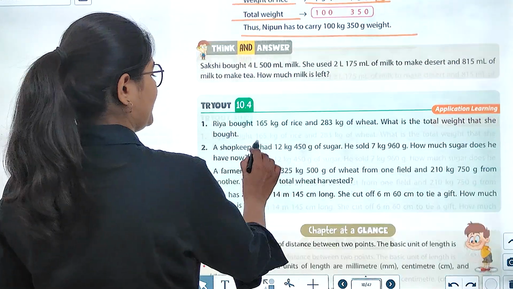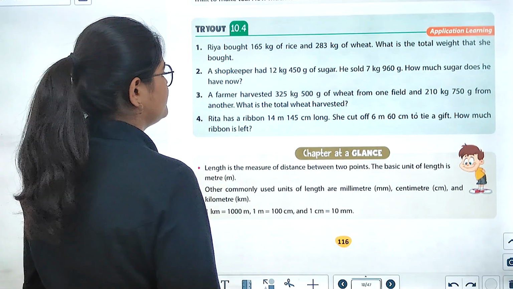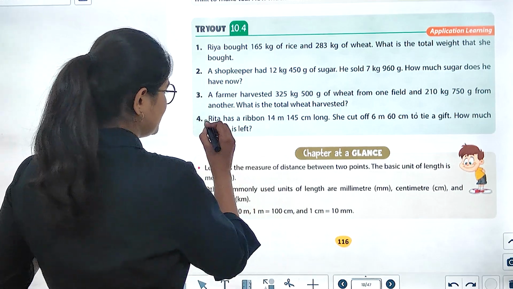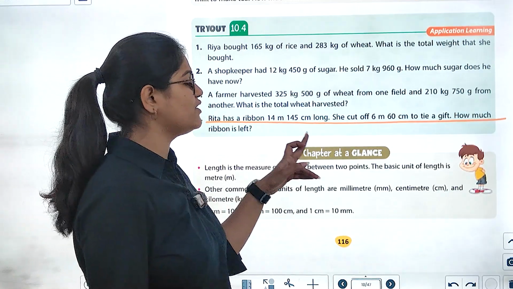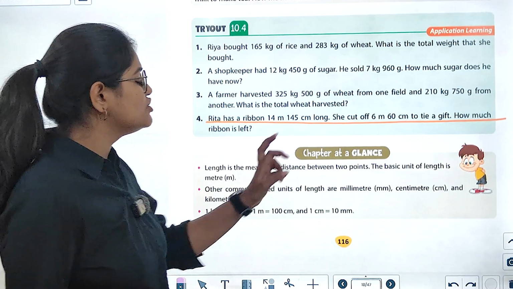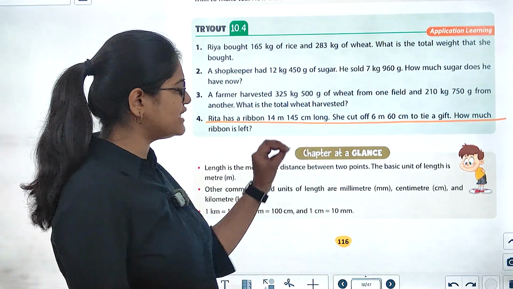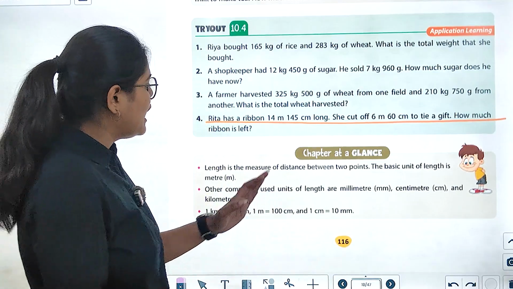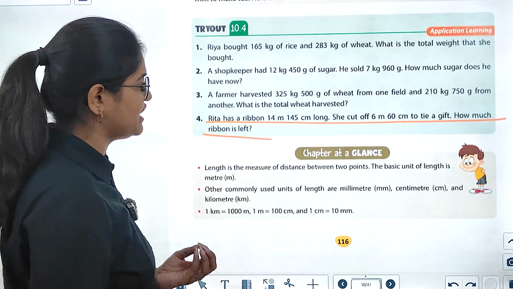Now, moving ahead, we have the exercise. Let's see. Okay. So let's take the last one, which is Rita has a ribbon of 14 meters and 145 centimeters long. That is, she has a ribbon whose length is this much. She cut off 6 meters and 60 centimeters to tie a gift. But she cut this much ribbon from the total length because she had to tie the gift. How much ribbon is left? So now how many meters of ribbon is left with her, that we need to identify.